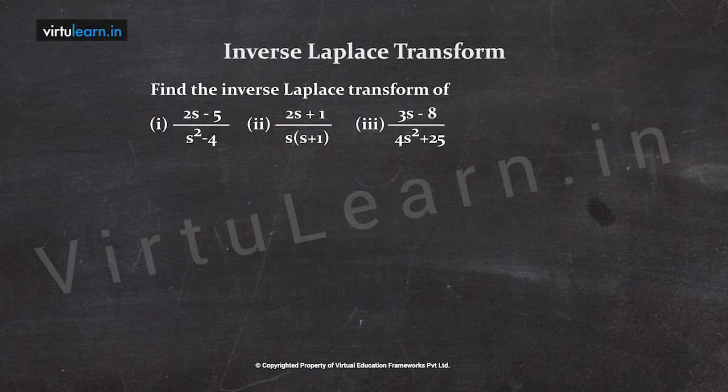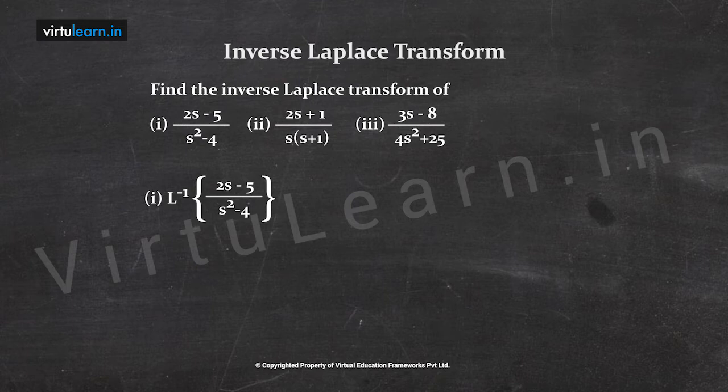Look at the statement: find the inverse Laplace transform. Laplace transform means L of a function in terms of t. Finding the inverse Laplace transform means L inverse of a function in terms of s. Now L inverse of (2s minus 5) by (s square minus 4). This is one quantity, so you have to split it.